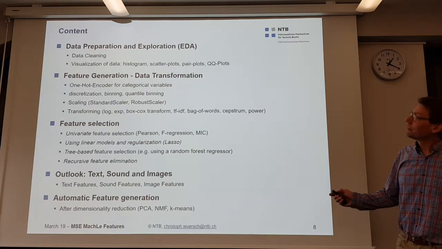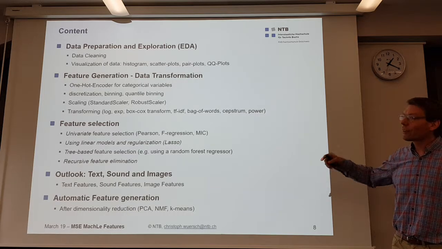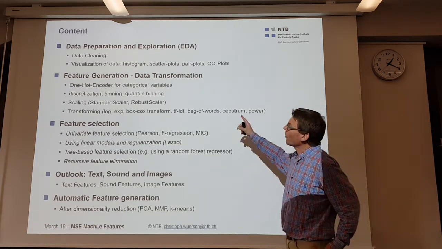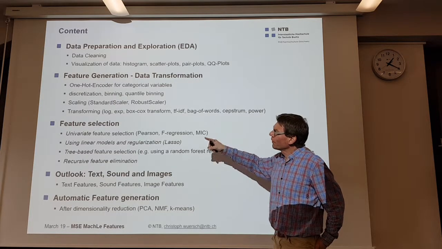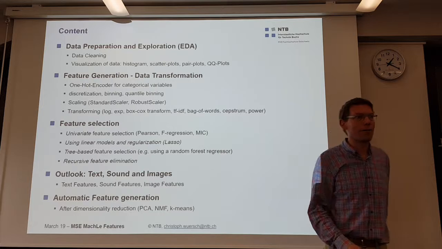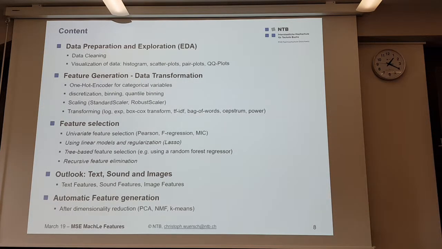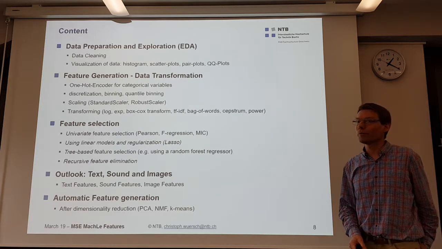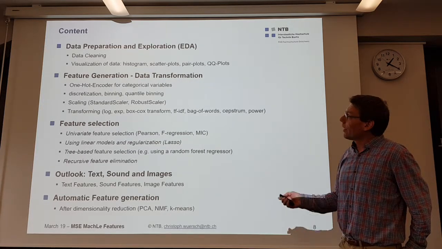Okay, this is actually now the content of the process we looked at before. Feature generation, feature selection, and then we look at text data and sound data. How does it look there? What are the features for text? Or what are possible features in text?